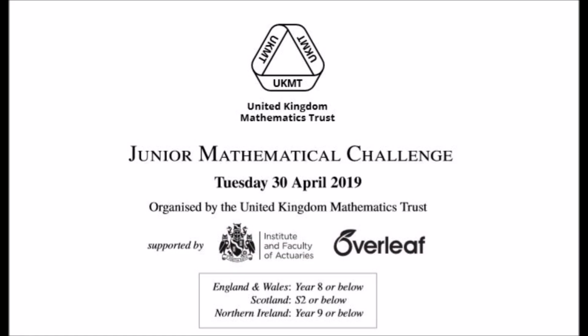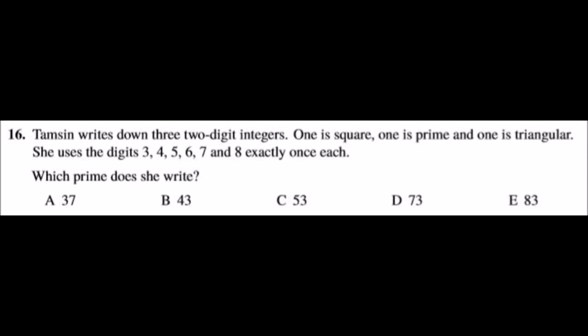Hello, today I'm looking at question 16 from the 2019 UKMT Junior Maths paper. Tamsin writes down three two-digit integers: one is square, one is prime and one is triangular. She uses the digits 3, 4, 5, 6, 7 and 8 exactly once each. Which prime does she write?